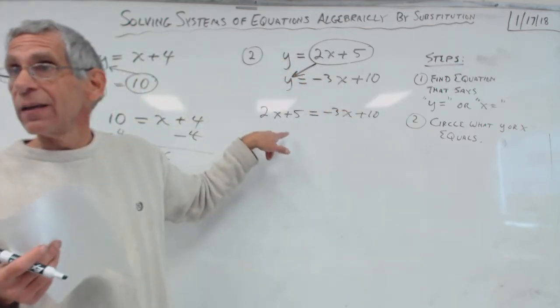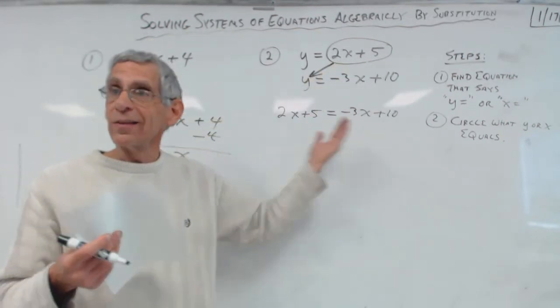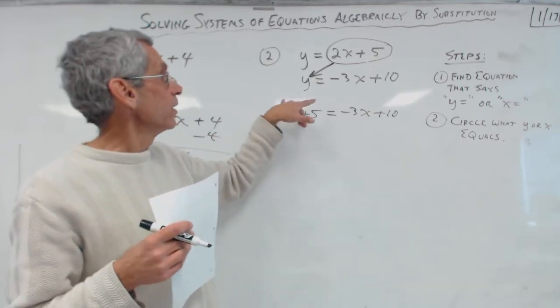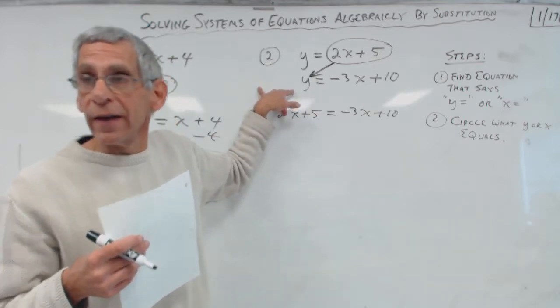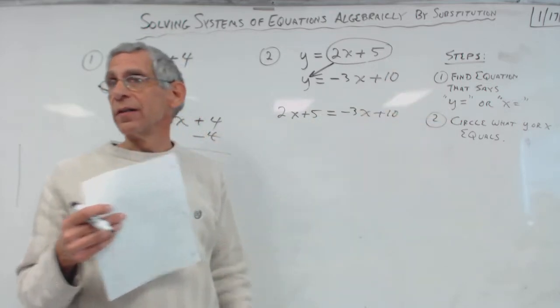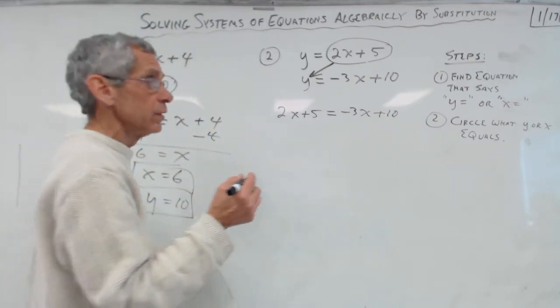And I would start with negative 3x. The reason I chose this one is I wanted to have my positive x's on the left side. If I had done the negative 3x over here, then I'd have to add 3x and I'd have positive x's on the right side. I'd rather have my x's on the left. Is this another way to solve stuff? Yes.